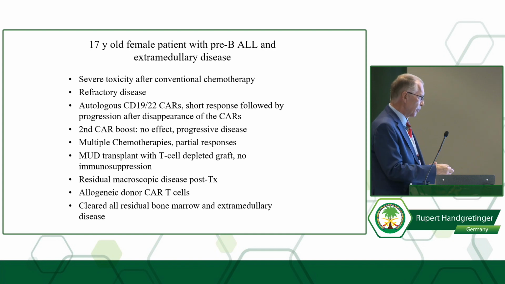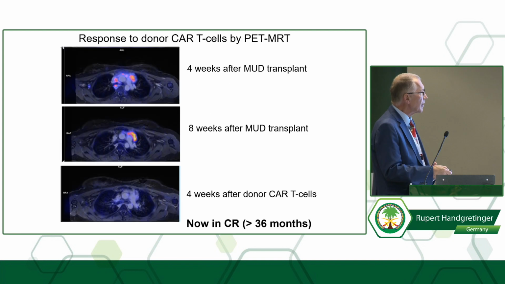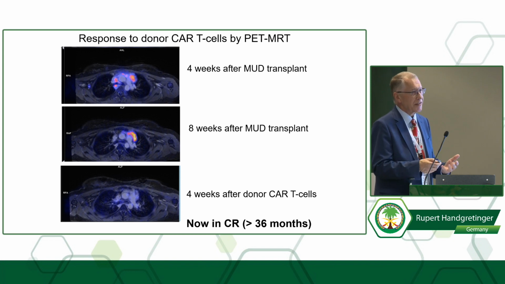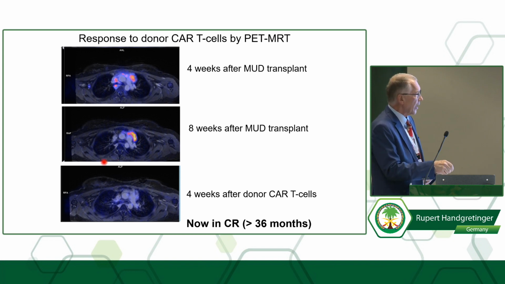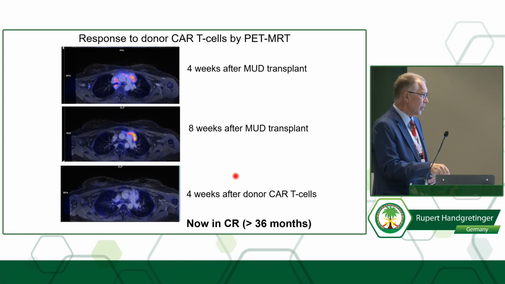That's why we prepared her from the beginning, and then she received these allogeneic donor CARs, and this is the patient, as you can see here. This is 4 weeks after MUD transplant. This is a PET MRI. This is still a lot of disease. After transplant, this is normally a death sentence for many patients. It even progressed 8 weeks after transplant, so she got more. And this is not only here, but she had it all over the body. And then we gave her the donor CAR T cells, and this is 4 weeks after donor CAR T cells.